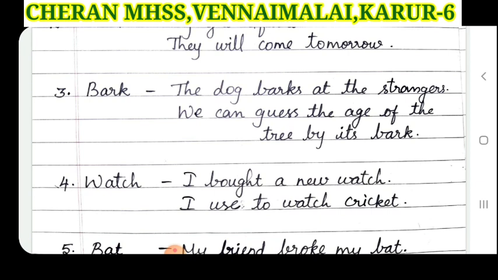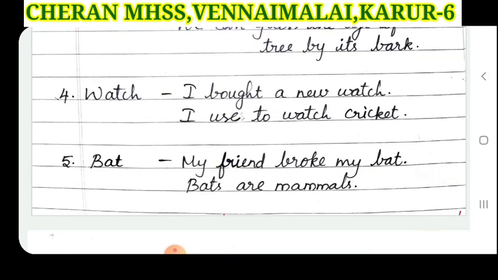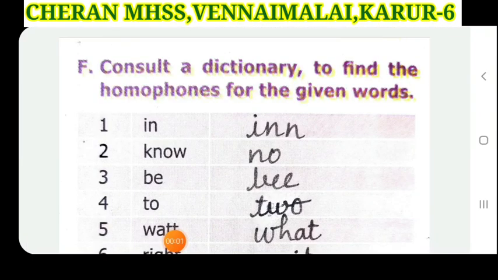Next, watch. I bought a new watch. I used to watch cricket. Bat. My friend broke my bat. Bats are mammals. Then let's see the homophones for the given words.